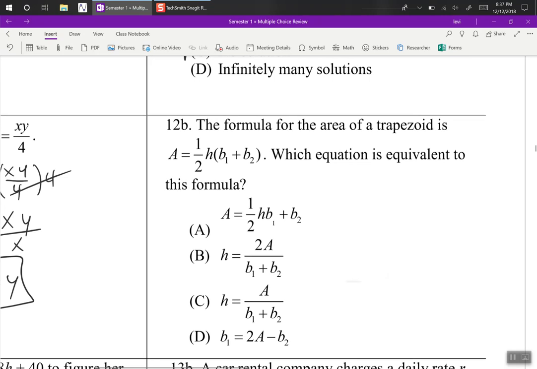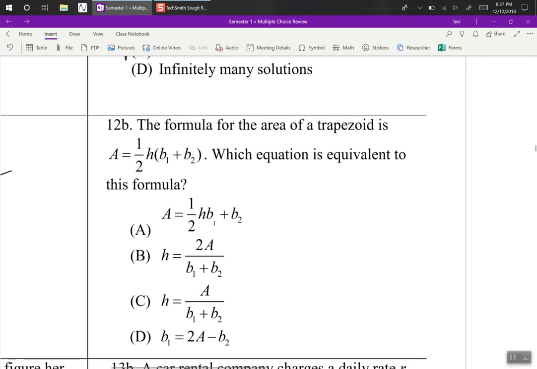Our next problem, to find the formula for the trapezoid. So which one of these is equivalent to it? Looks like we need to either solve for h or solve for a.